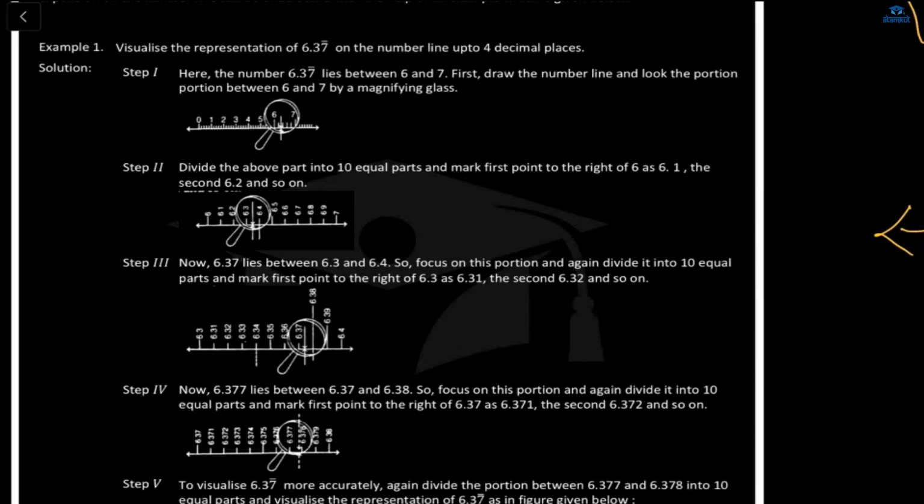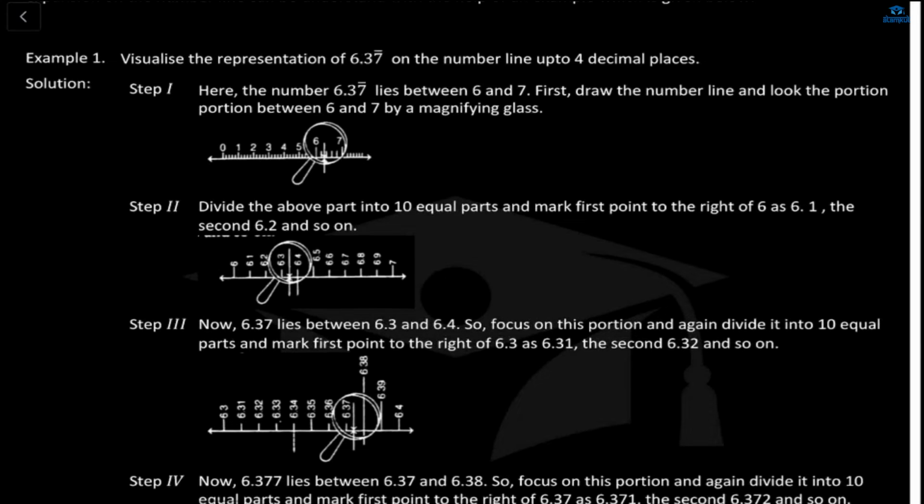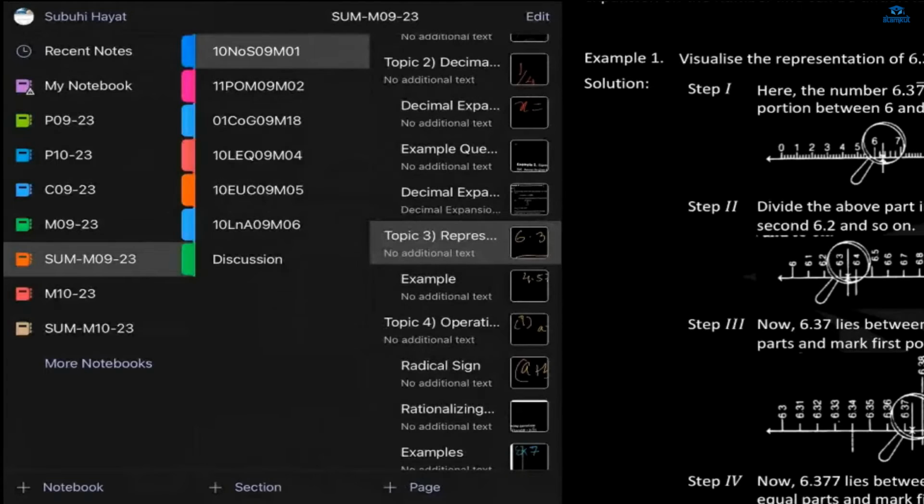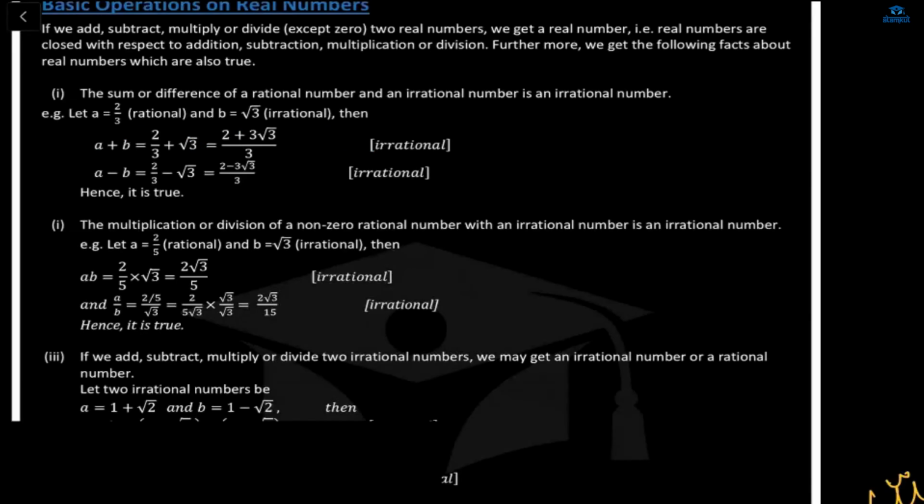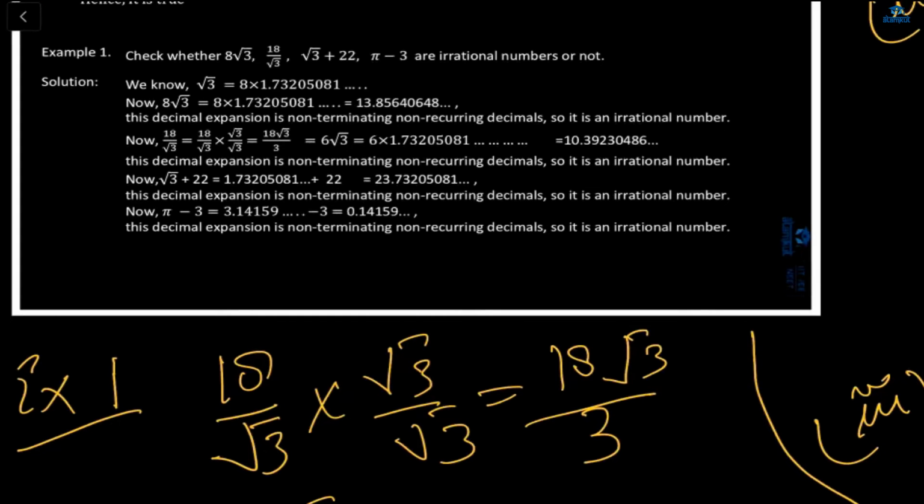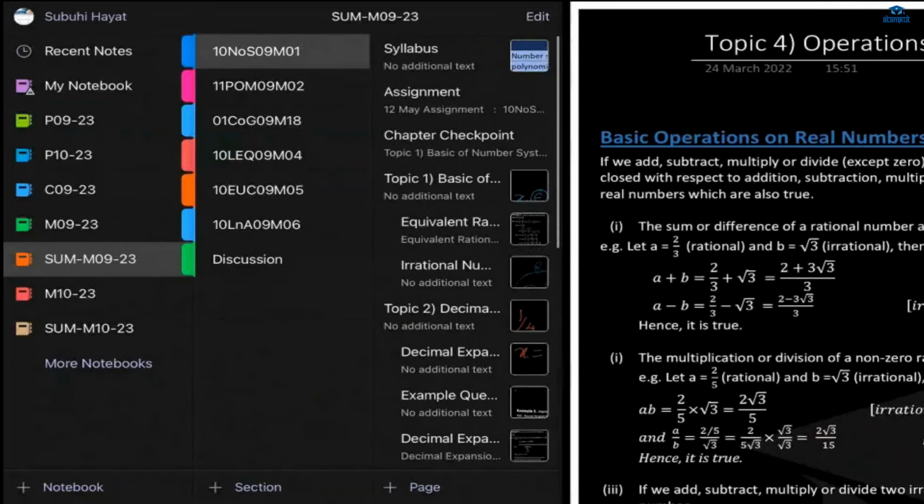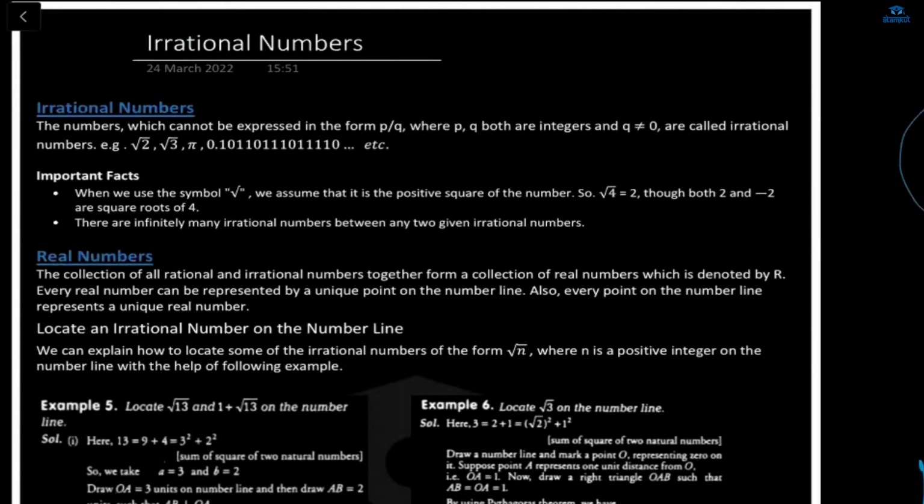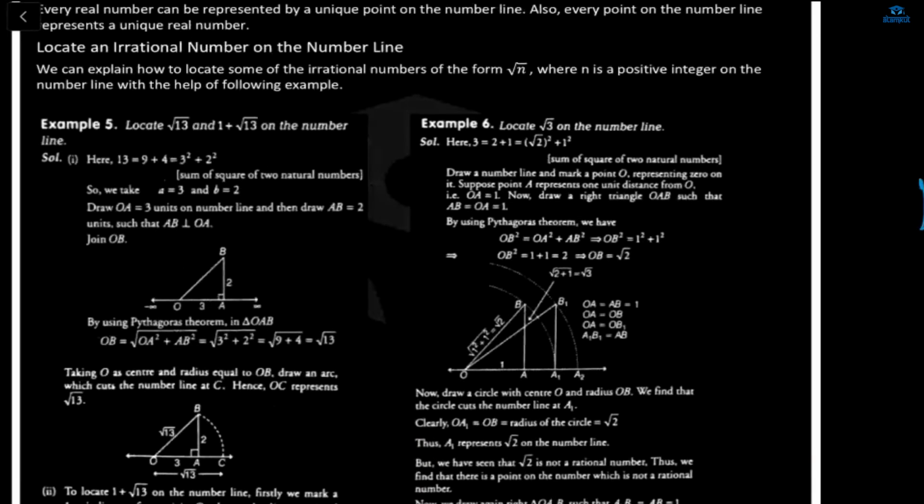Yeah, ma'am. Root 17 is there, ma'am. For representing on a number line, yes, you're asking about this one. Ma'am, like we represent root 17, root 5, root 3 on the number line. That's what I'm talking about. Okay, fine. Wait, here in the first topic only. Now locate root 13 and 1 plus root 13 on the number line. This one you're asking. And locate root 3 on the number line.